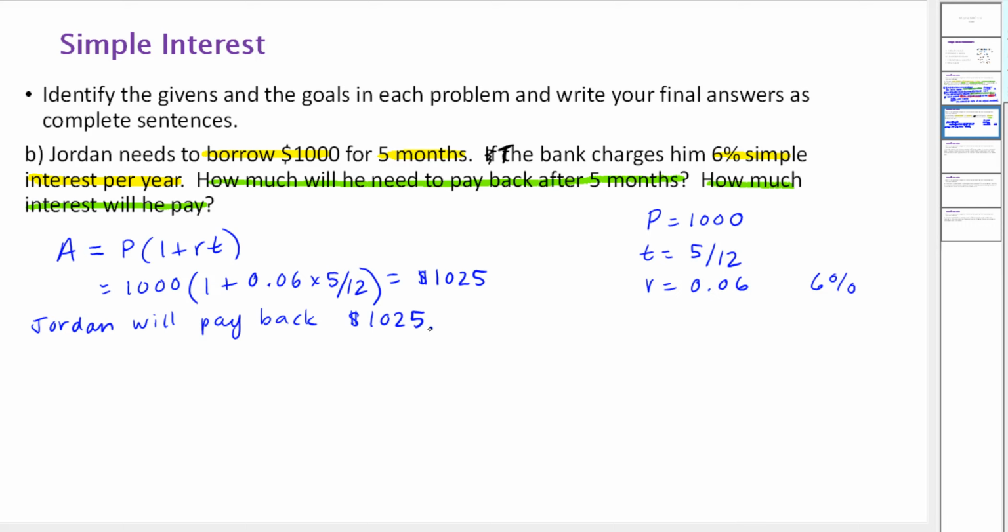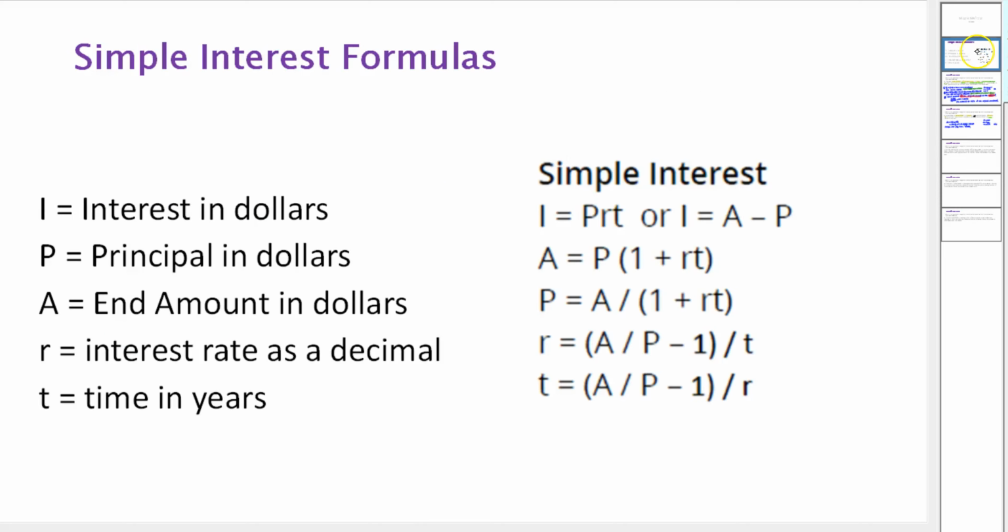Okay. Now the next question asks, how much interest will he pay? So remember to think of this in context. He borrowed 1,000. He needs to pay back 1,025. 1,000 of that is the money he borrowed, so the difference would be the interest. So looking back at our formulas, we have these two formulas for interest: principal times rate times time, or amount minus principal. Since we found the amount in the first part, the end amount, it's easier to use this formula and just find the difference.